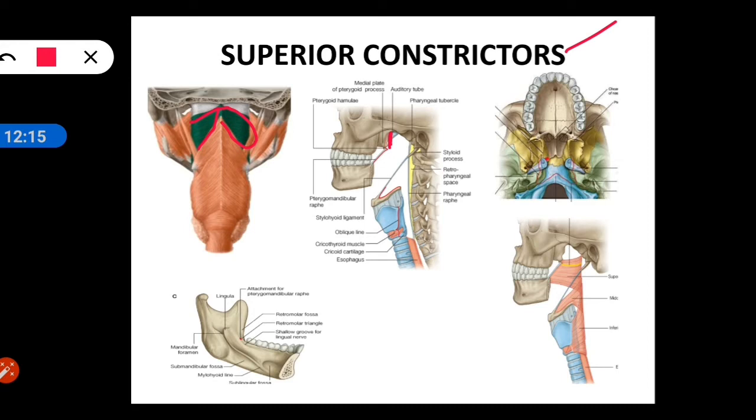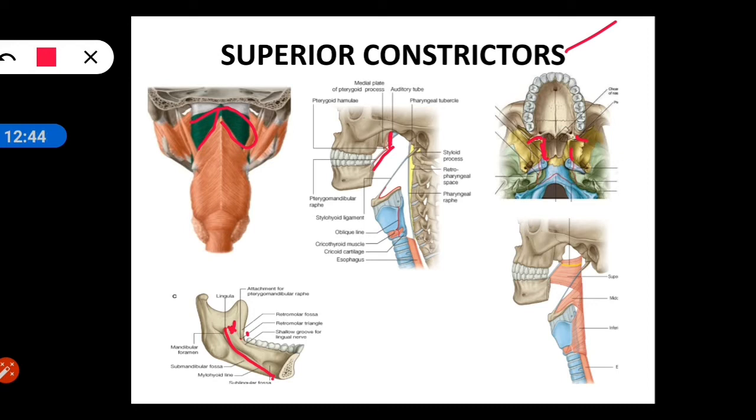So, this is the lower part of the posterior border of the medial pterygoid plate and the pterygoid hamulus. It then passes through the pterygomandibular raphe, which is attached from the pterygoid hamulus to the mandible, that is behind the third molar tooth. In the mandible, the superior constrictor is attached to the upper and the posterior aspect of the mylohyoid line. So that is the attachment of the superior constrictor muscle.